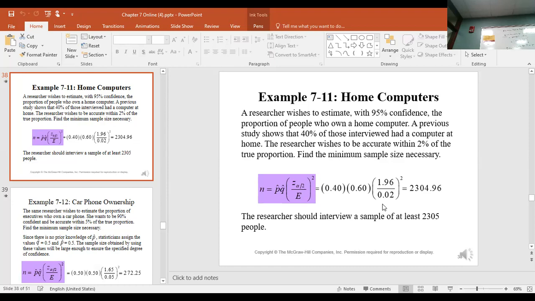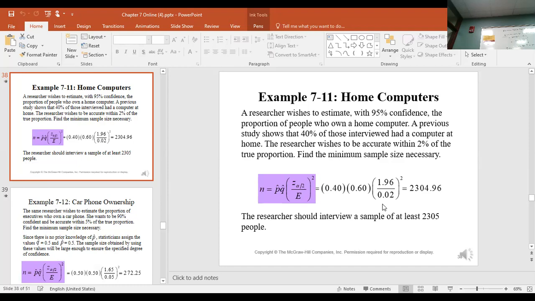So here you start with a maximum error of estimate. What is the maximum error of estimate here? The maximum is 2%. It does not want to be wrong by more than 2%. And an estimate for P is 0.4 and Q will be 0.6. C is 95%. And for this C, Z alpha over 2 is 1.96.